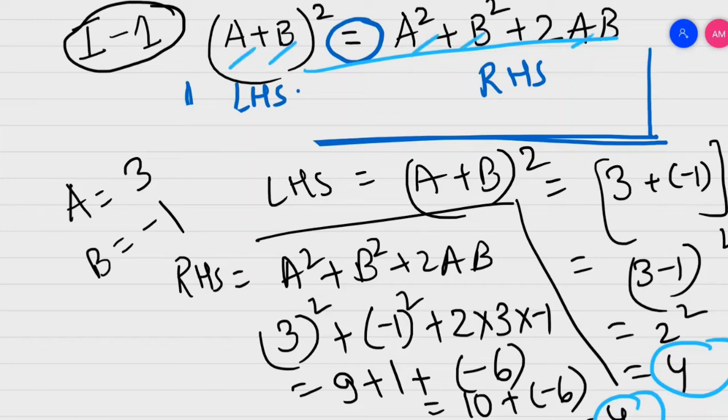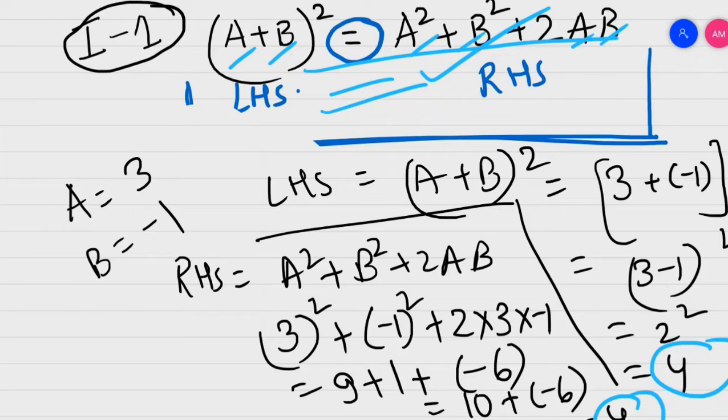Whenever you are changing the values of A and B, this statement is still true. These types of statements which are true for any value are known as identities. So children, we can say that identities are statements of equality which hold for all values of the variables used in that statement. Our first identity is (A + B) whole square is equal to A square plus B square plus 2AB.